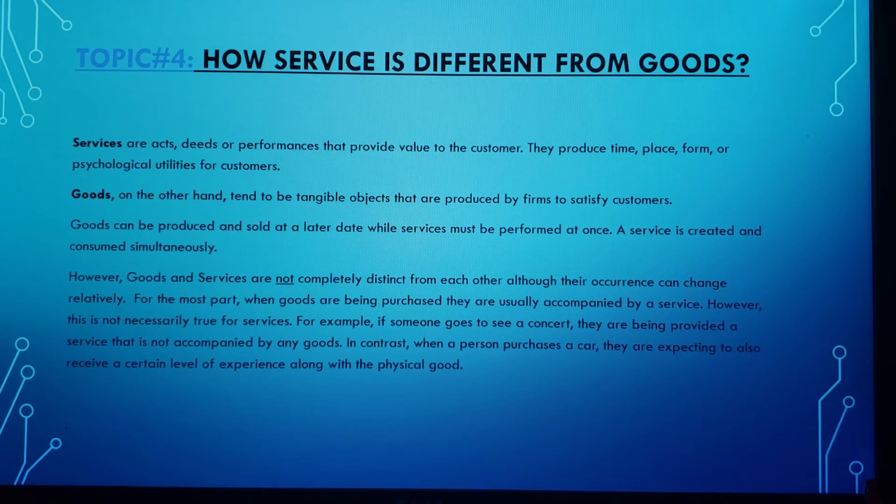Topic number 4: how service is different from goods. Services are acts, deeds, and performances that provide value to the customer. They produce time, place, form, or physiological utilities to customers. Goods, on the other hand, tend to be tangible objects that are produced by firms to satisfy customers' needs. Goods can be produced and sold at a later date, while services must be performed at once. A service is created and consumed simultaneously.